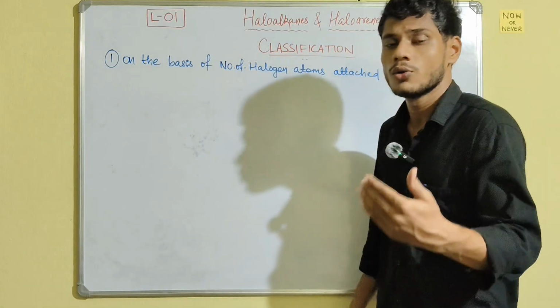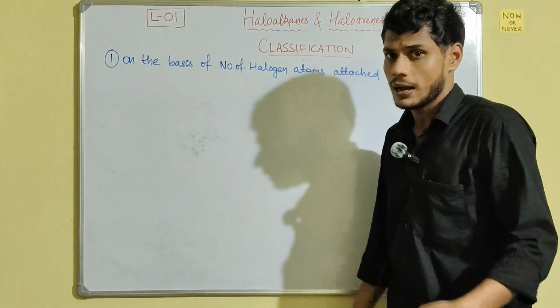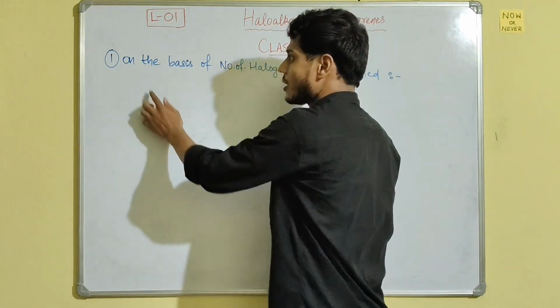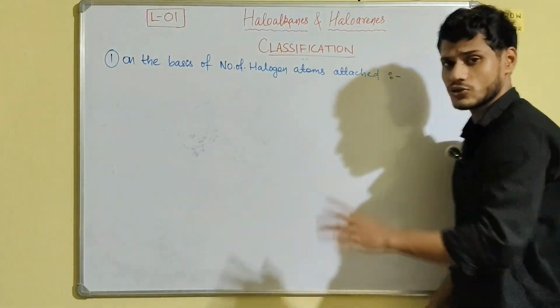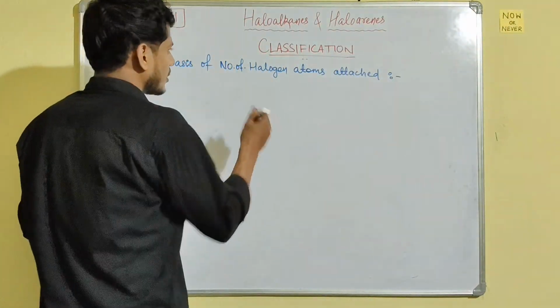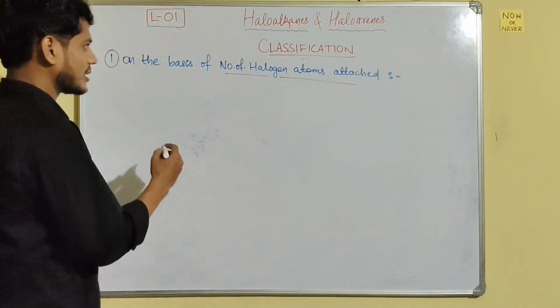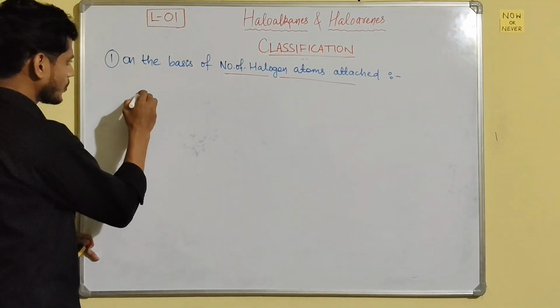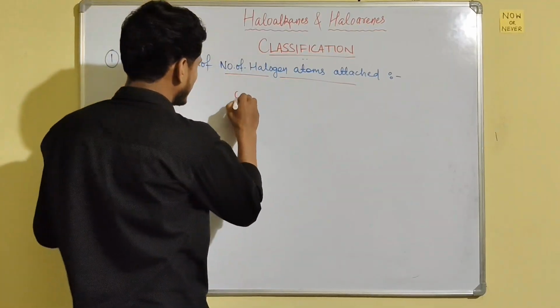Okay, now we will discuss about the classification of haloalkanes and haloarenes. Okay, so number 1, on the basis of number of halogen atoms which are attached. Okay, so the first category is on the basis of number of halogen atoms which are attached. So coming on to haloalkanes, for example, see here CH3Cl, another example.